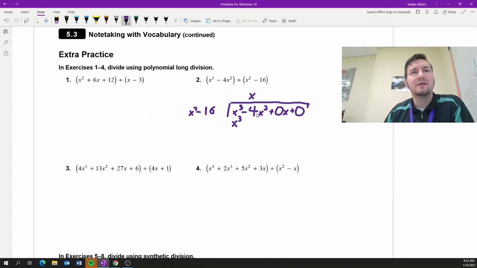And we can see that we have to match these up. So the negative 16x isn't going to go here, because that would be unlike terms. You'd have x squared and x. So we're going to put the negative 16x right here.